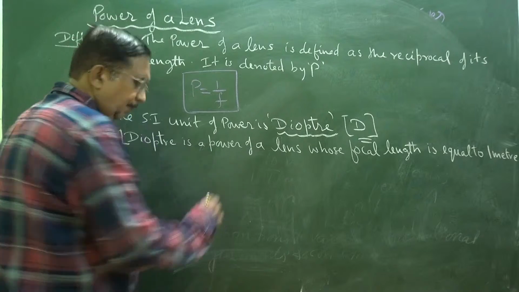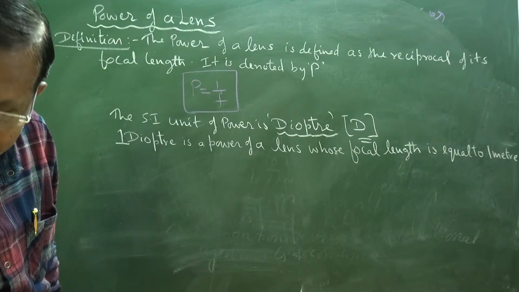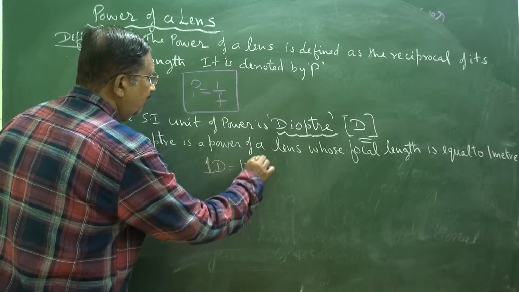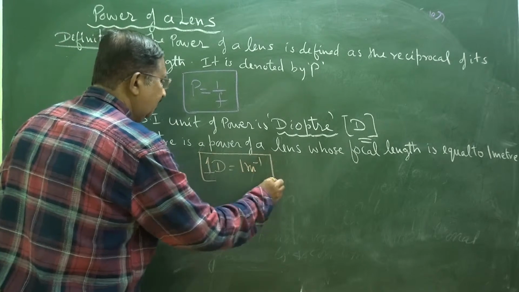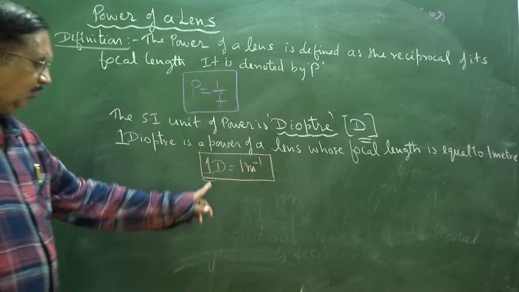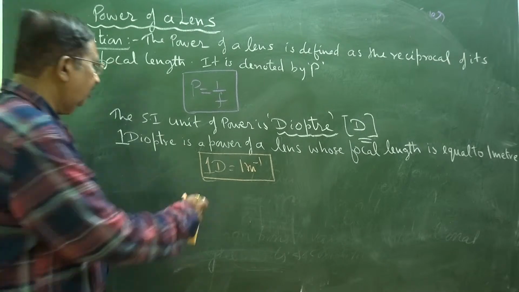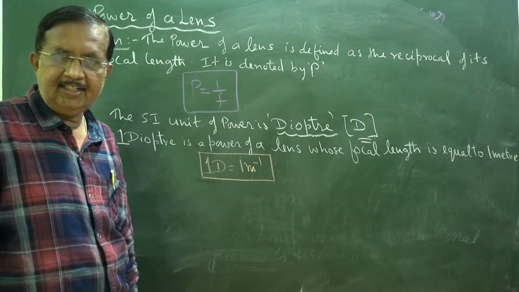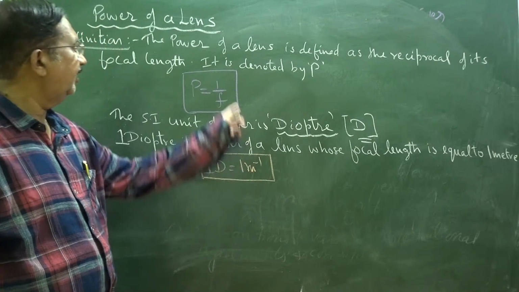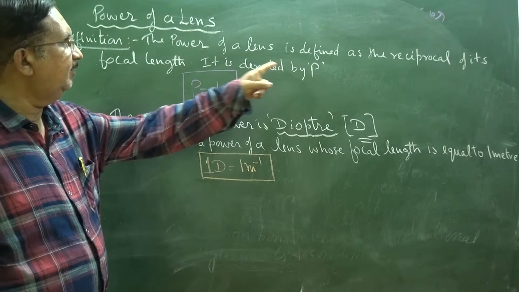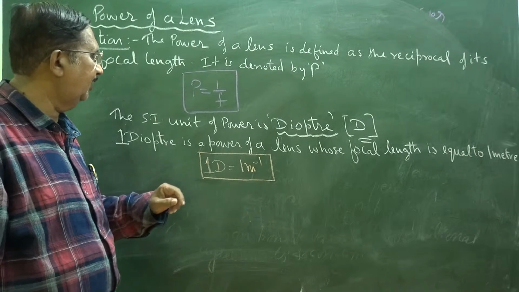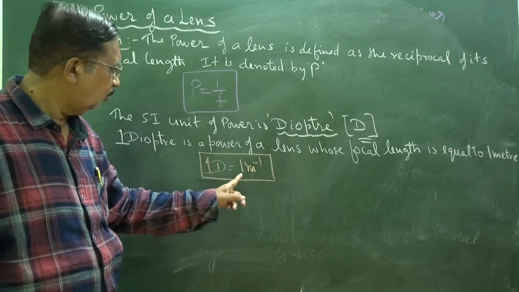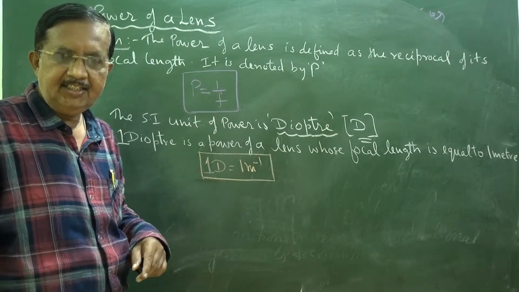So how will you represent it symbolically? 1 D is equal to 1 per meter. So 1 diopter is equal to the reciprocal of focal length, which is expressed in meters. So power of a lens is defined as the reciprocal of a focal length. One diopter is a power of a lens whose focal length is equal to 1 meter.